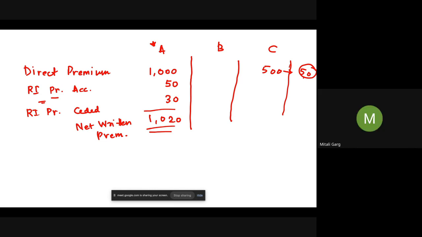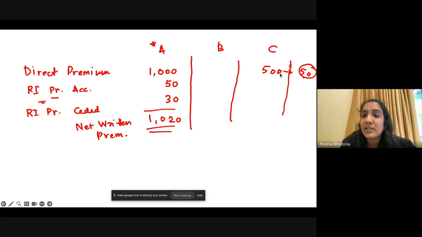Yes, ma'am. All right. So there's another company in the market that has written a premium of 500 and it has reinsured its business with us by giving us a premium of INR 50. So this premium comes here, 50.